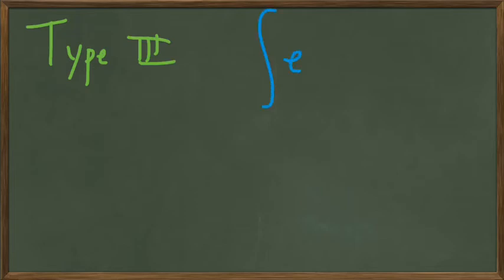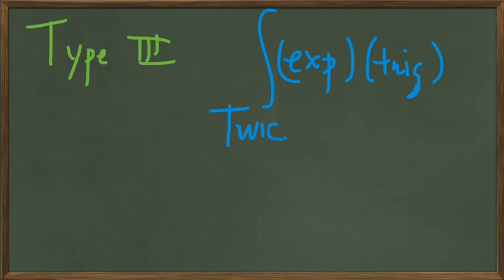So now let's go to integration by parts type 3. Type 3 is when we have an exponential function times a trig function. And we should just make note right from the start that we're going to have to do this twice every time. And so if we look at example 5 on page 165, let's see how to do that.